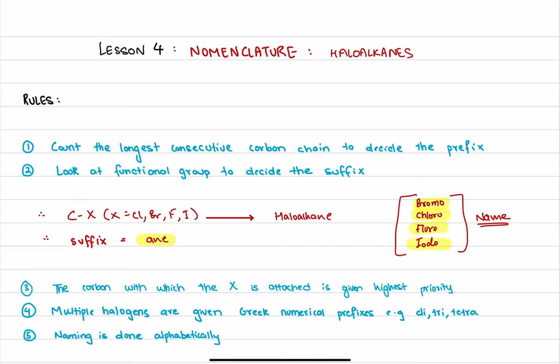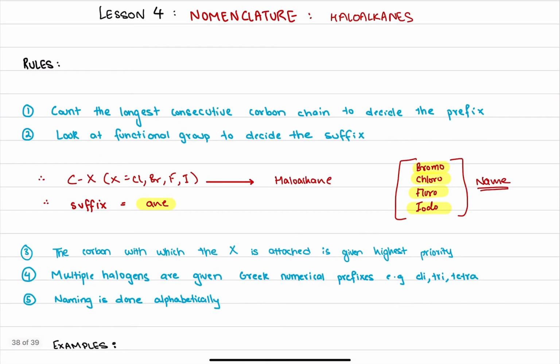Welcome to lesson number 4. Today we will be doing some advanced nomenclature for haloalkanes. You can consider this to be part B of the nomenclature of haloalkanes. Some of the rules that we have already seen are as follows.